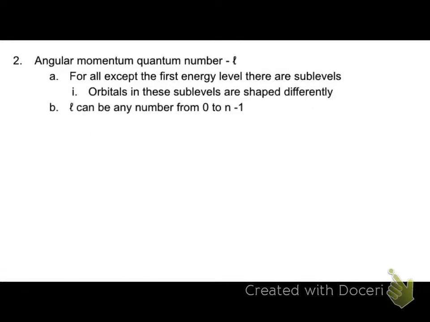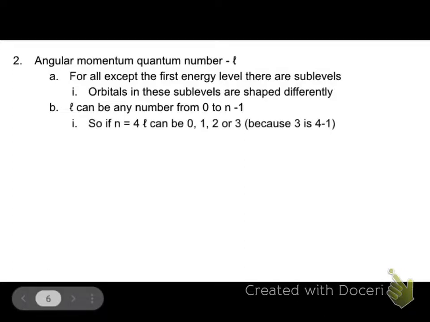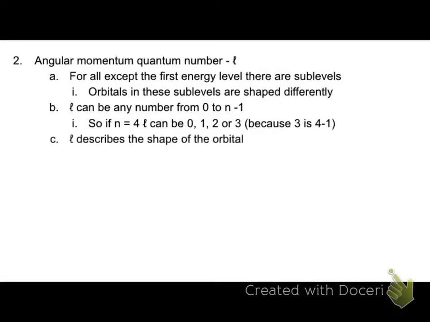L can be any number from 0 to n minus 1. So if your n value is equal to 4, then your L value can be either 0, 1, 2, or 3, because 4 minus 1 is 3. So you can have any number from 0 to 3. Whatever the value of L is, 0, 1, 2, or 3, is going to describe to you the shape of the orbital.